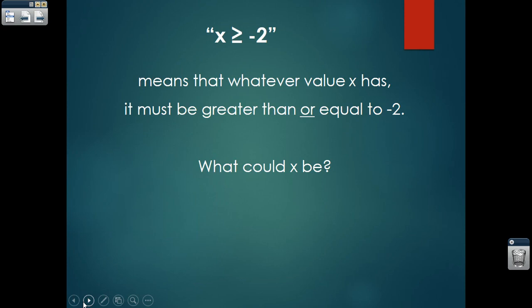All right, if you read this one, x is greater than or equal to -2. This means that whatever the value of x is, it must be greater than or equal to -2. So what could x be? x could be -2, because it can be equal to -2 or anything greater. So -1, 0, 1, 2, 3, 4, 5.